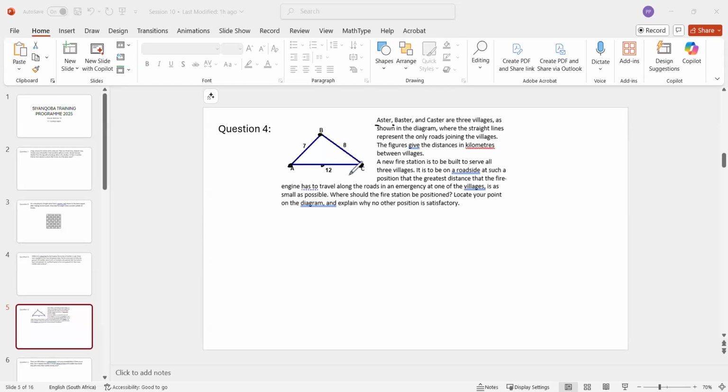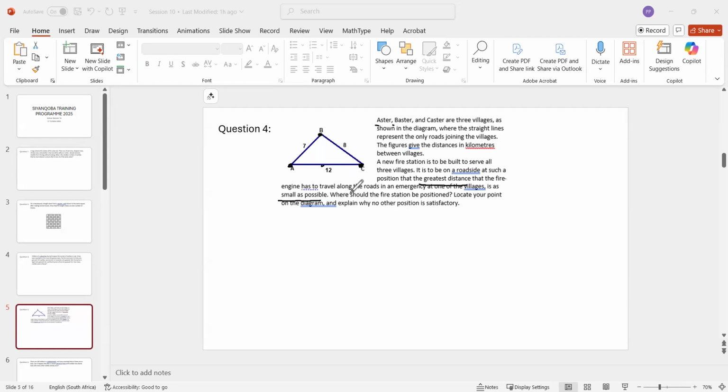So you've got a fire station, it's going to be built somewhere, and it's going to be on the roadside. So it's going to be somewhere along this road here, at such a position that the greatest distance that the fire engine has to travel along the roads in an emergency at any one of the villages is as small as possible. Now, where should the fire station be positioned? Locate your point on the diagram and explain why no other position is satisfactory. Okay, we have to understand this.